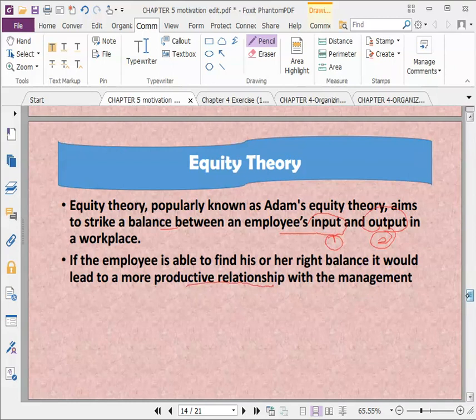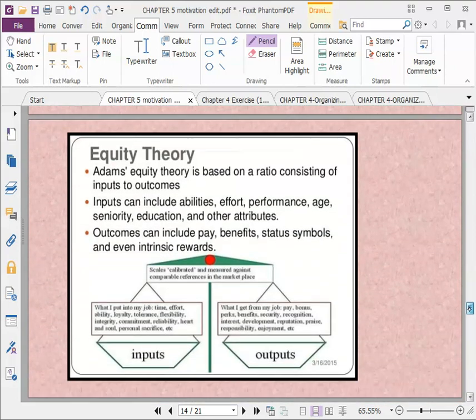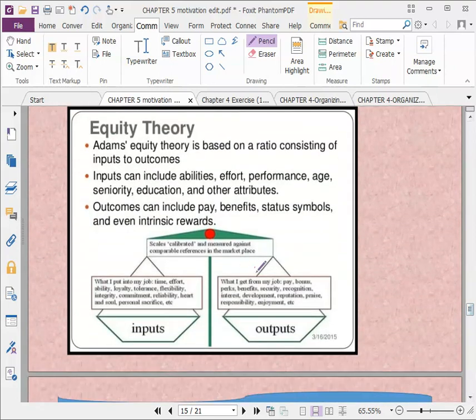Okay, apa dia equity theory ni? Kalau you boleh nampak kat sini, dia kata equity theory is based on a ratio consisting of inputs to outputs.